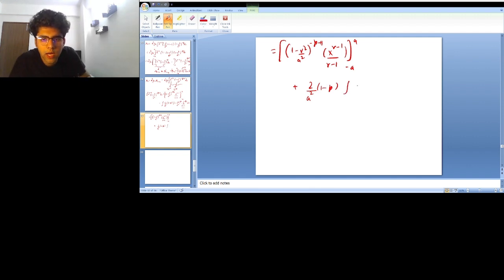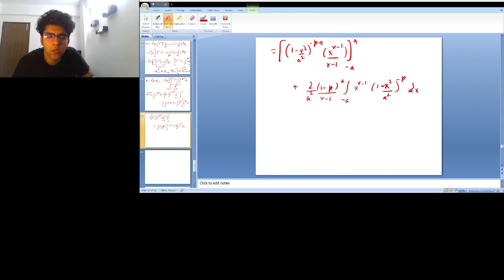And what I have inside my integral is, I also have r minus 1 in the denominator, so this will give me x to the power r minus 1 into 1 minus x square upon a square to the power minus p dx, right. So this is my value, minus a to a.